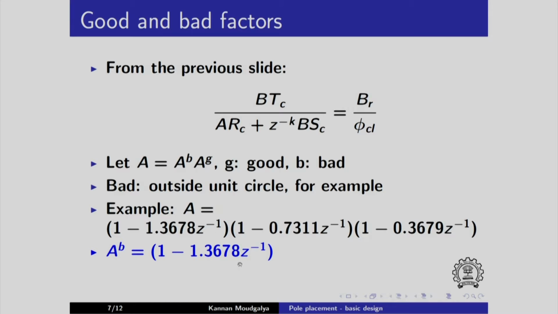What is the reason? Can you find out for what value of z this term becomes 0? It is very easy because you have z coming in the denominator, you have z to the power minus 1.